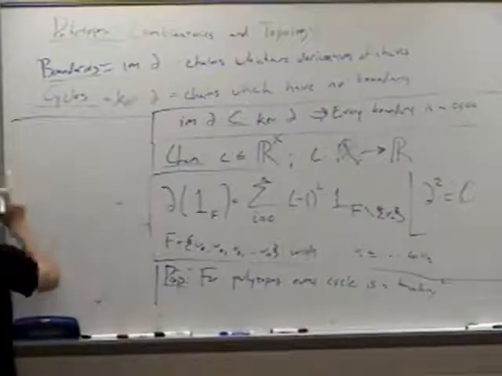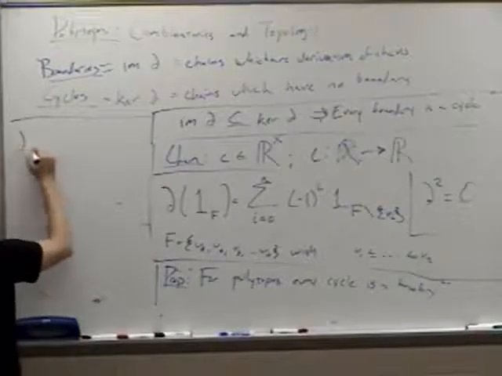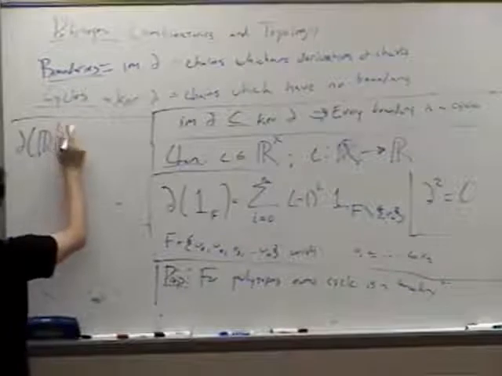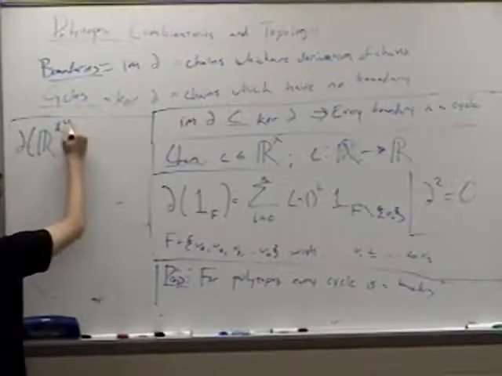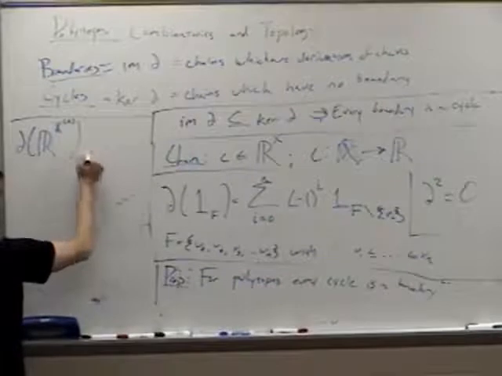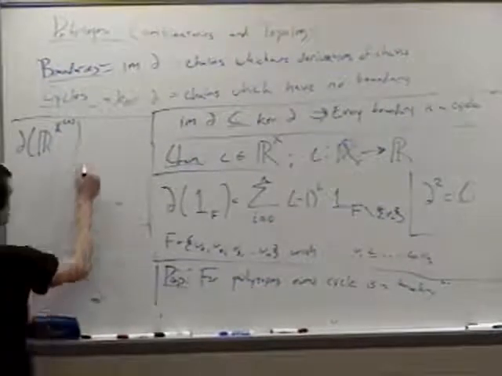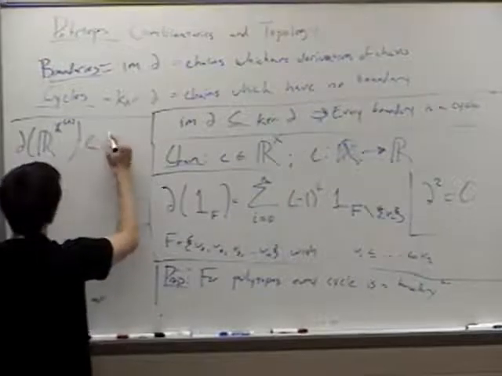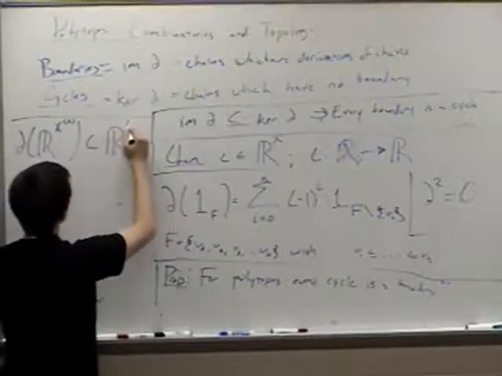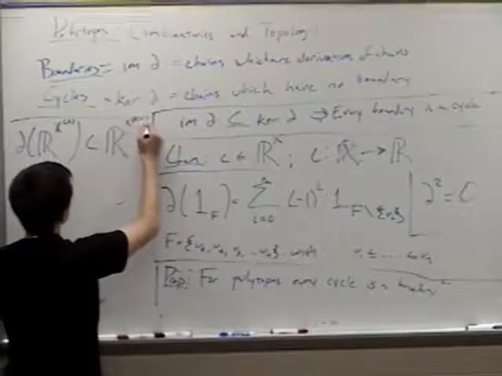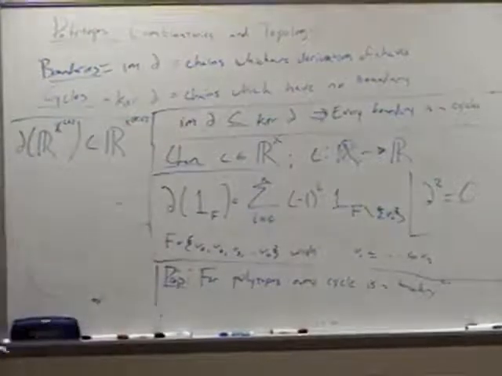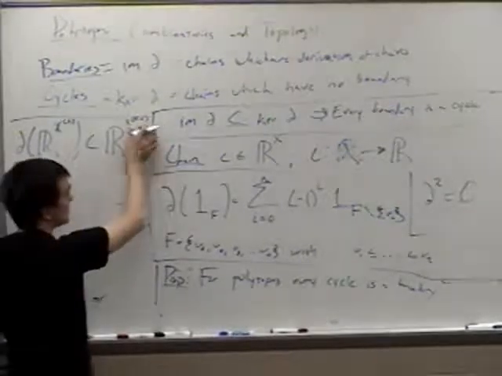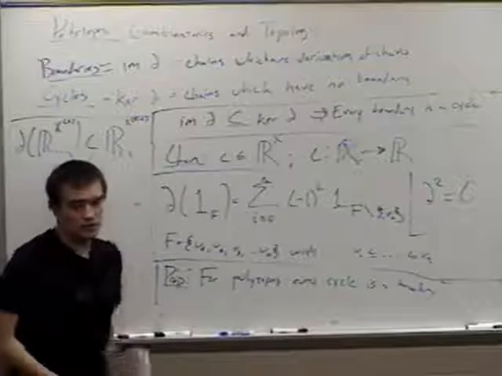If we compute the boundary of the k-skeleton, then this is going to be contained in the k-1 skeleton. All right, so this is the idea. So we look at the chains which are supported on k cells. The result is going to be chains that are supported on k-1 cells.